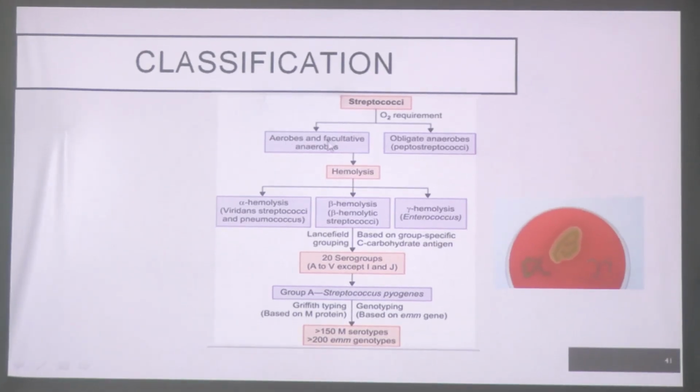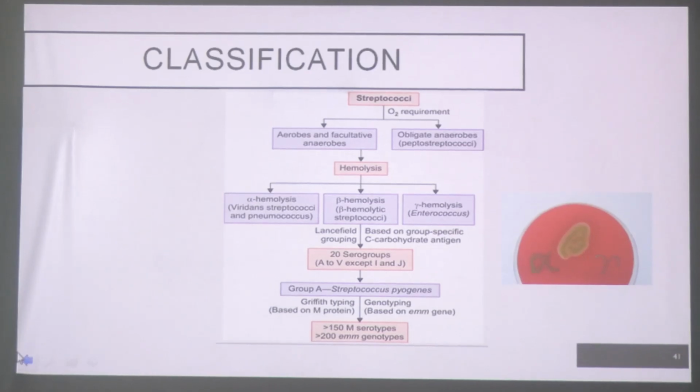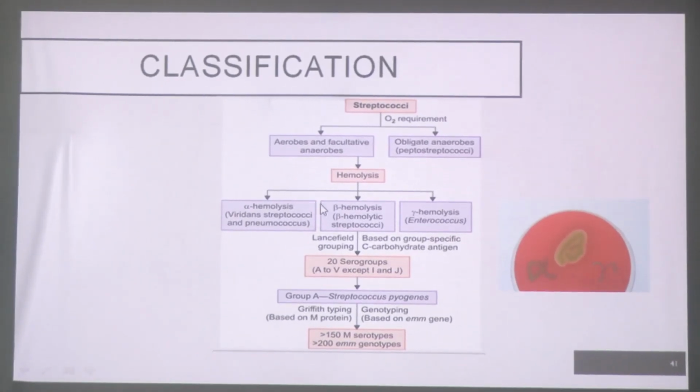Then further, aerobes and facultative anaerobes based on hemolysis. Hemolysis that you see here on blood agar, sheep blood agar plate. You can describe them as alpha hemolysis, beta hemolysis and gamma hemolysis. What is alpha hemolysis? Alpha means partial hemolysis, right? Beta means complete hemolysis and gamma means no hemolysis. So gamma, no hemolysis, is seen in Enterococcus, and now Enterococcaceae is separately a different family.